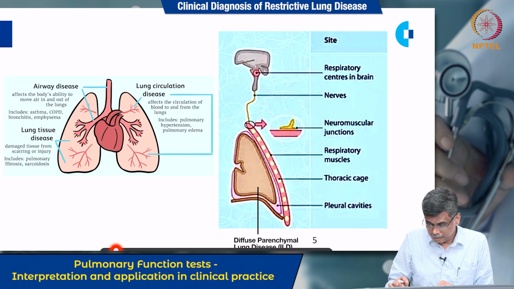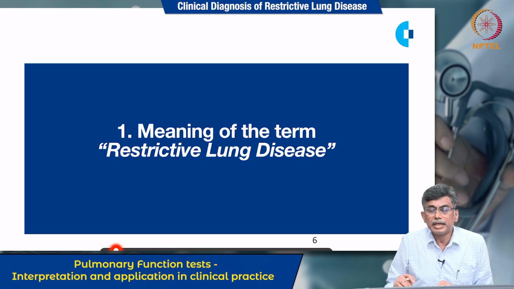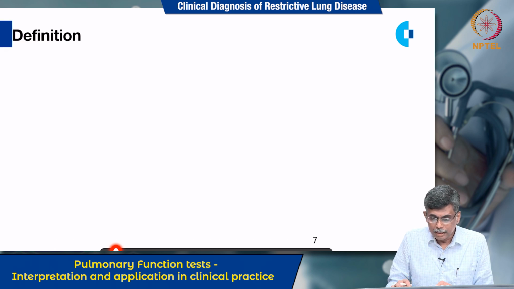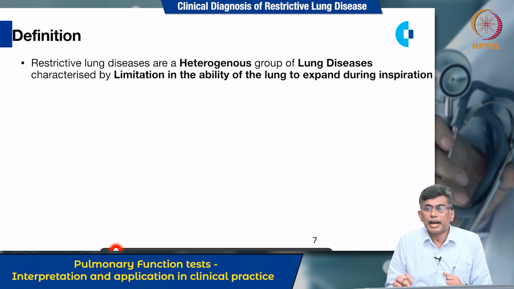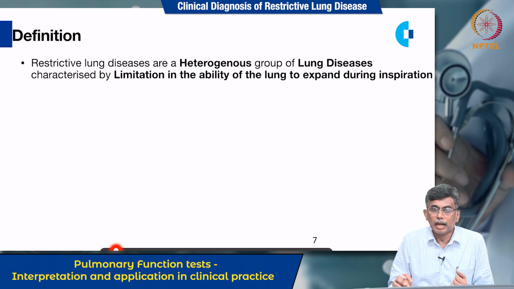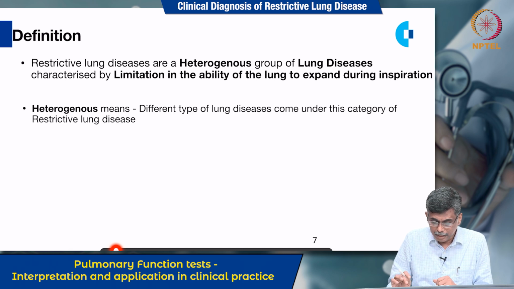Now, we will go to the first objective of our talk. What is the meaning of the term restrictive lung disease? Restrictive lung diseases are a heterogeneous group of lung diseases. It is characterized by limitation in the ability of the lung to expand during inspiration. Now, we will explain these terms better.